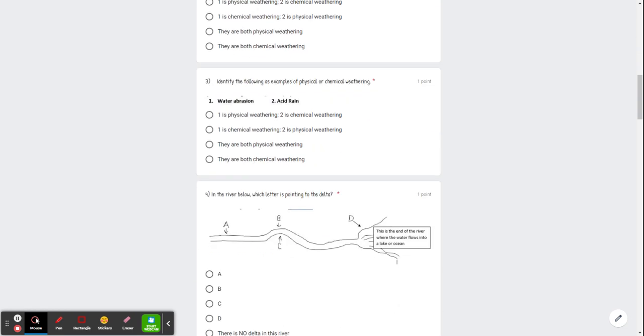Number 3, identify the following as examples of physical or chemical weathering. 1, water abrasion. 2, acid rain. Option 1 is 1, water abrasion is physical weathering; 2, acid rain is chemical weathering. Option 2, 1, water abrasion is chemical weathering; 2, acid rain is physical weathering. Option 3, they are both physical weathering. Option 4, they are both chemical weathering.